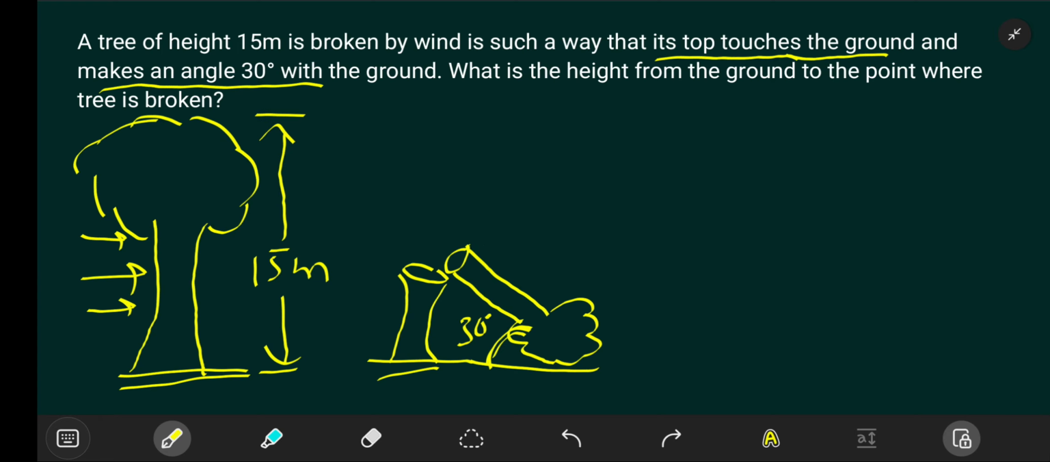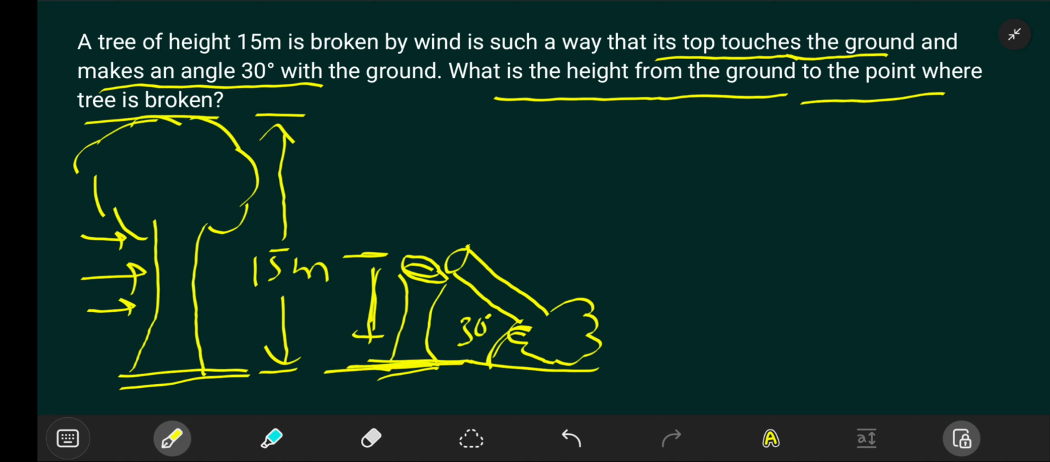Now at some height the tree was broken. That height they are asking. What is the height from the ground to the point where the tree is broken? Here is the broken point. From the ground to the broken point, the height they are asking.